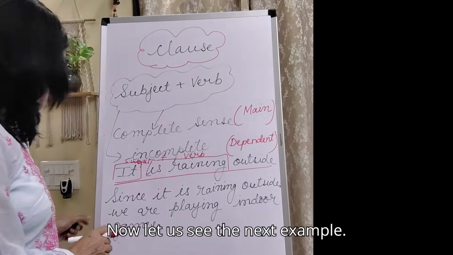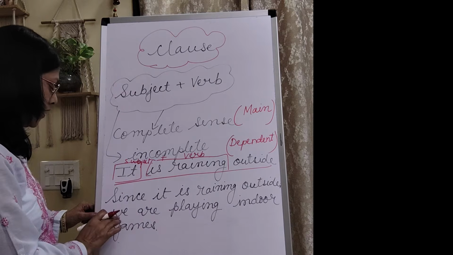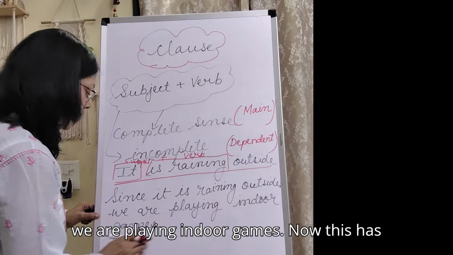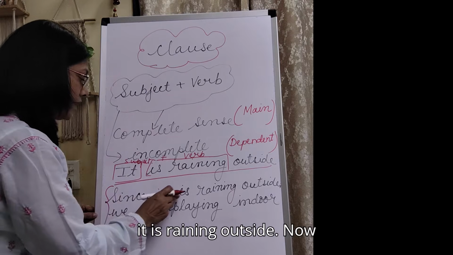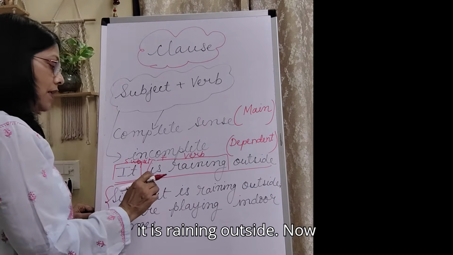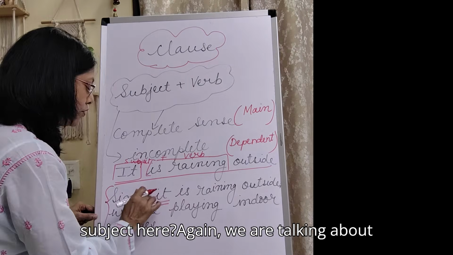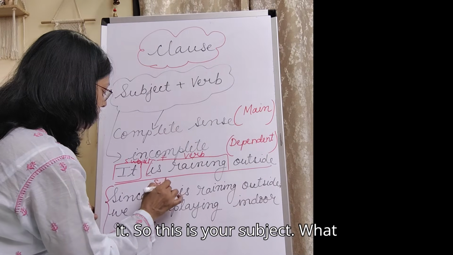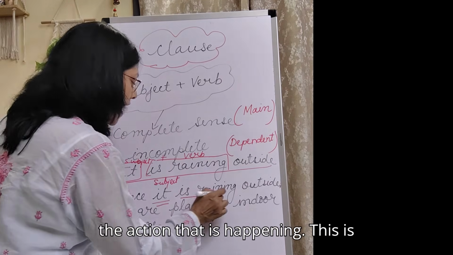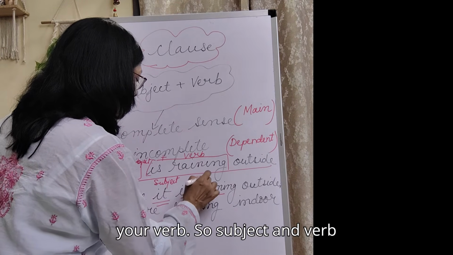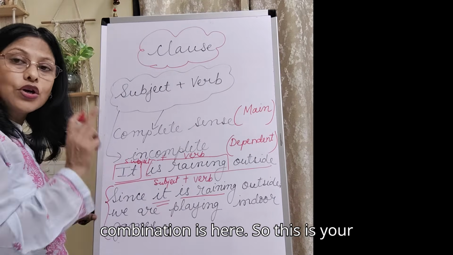Now let us see the next example. Since it is raining outside, we are playing indoor games. Now this has two parts. One part says, since it is raining outside. What is the subject here? Again we are talking about it. So this is your subject. What about it? It is raining. So this is the action that is happening. This is your verb. So a subject and verb combination is here. So this is your clause.